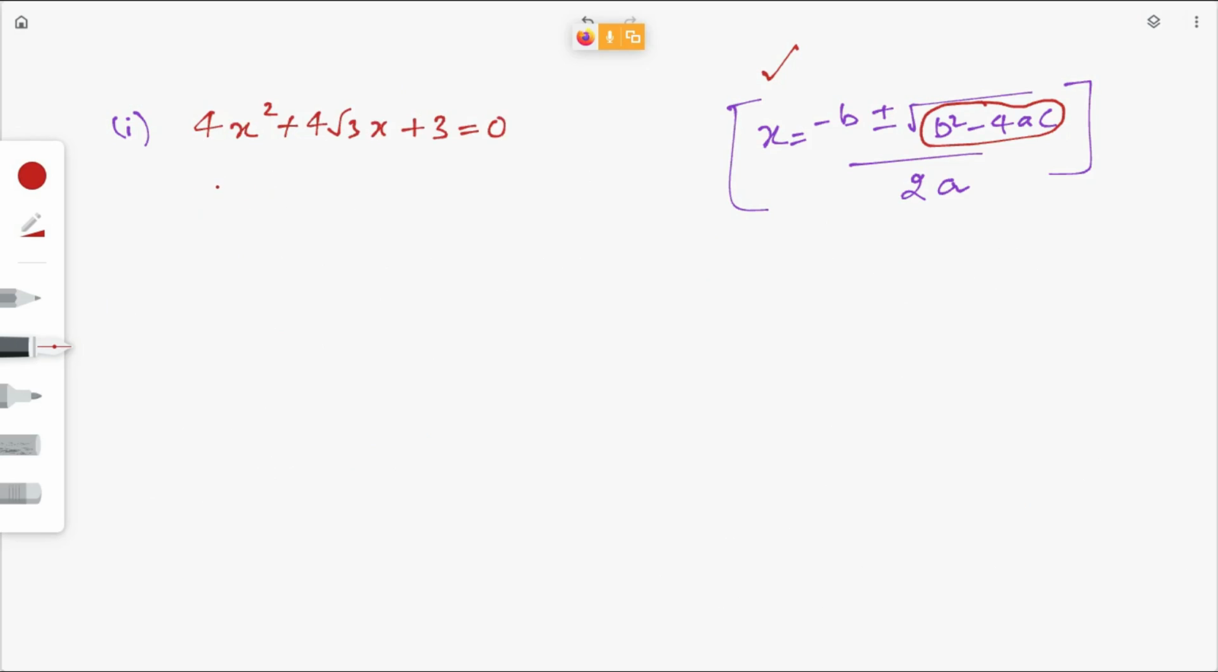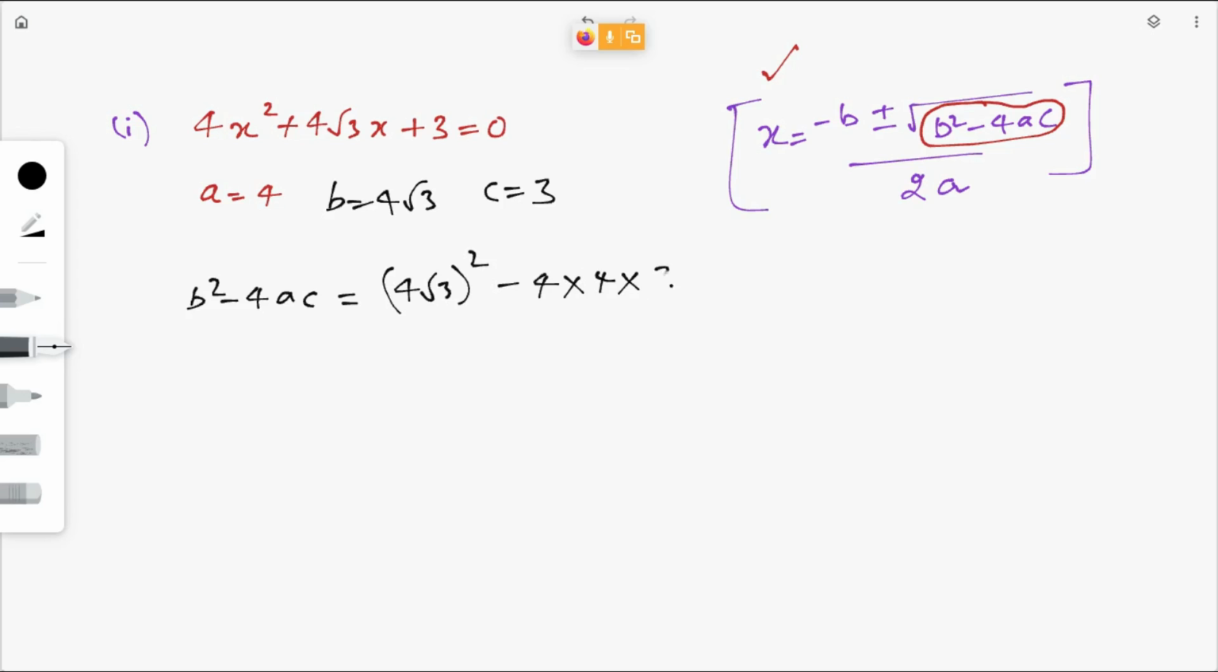So first find what a is here. a is 4, b is 4 root 3, and then c is 3. Right? First find b square minus 4ac. So what is b here? 4 root 3. (4 root 3) whole square minus 4 into 4 into 3. Right? So how much will you get here?